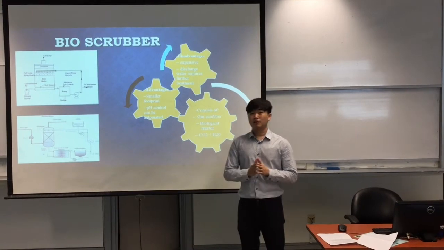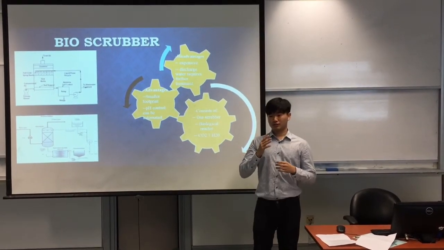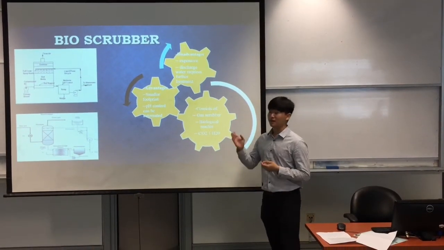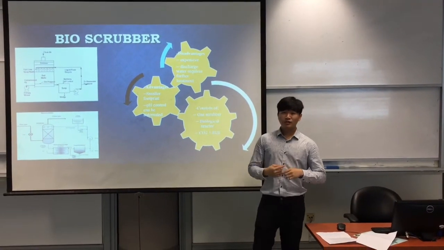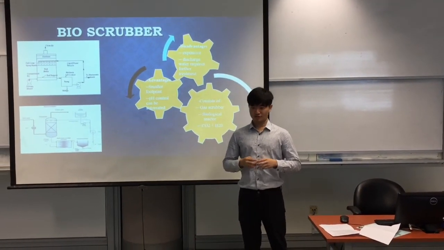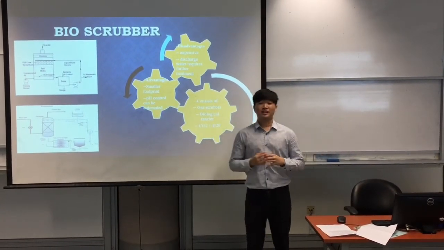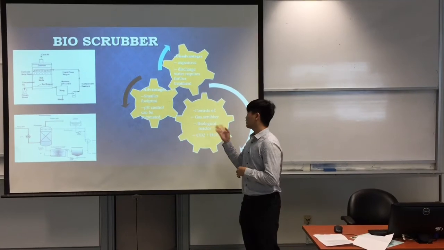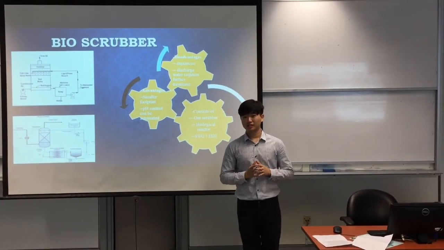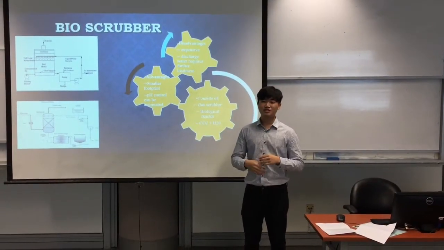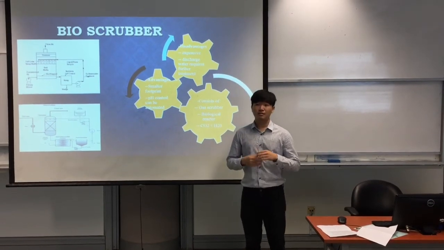Next, I will be explaining about bioscrubber. Bioscrubber consists of a gas scrubber and a biological reactor. In the gas scrubber, the components that need to be removed in the polluted airstream are absorbed by the wash water, while in the biological reactor, the components that are absorbed by the wash water are biologically degraded. The purified scrubbing liquid is circulated to the scrubber in order to reabsorb the pollutants.